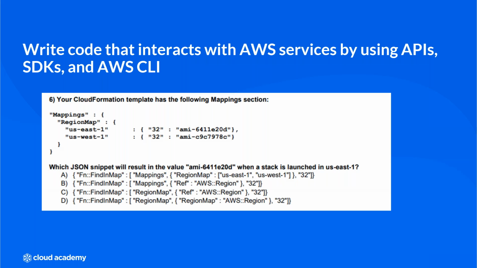So this is a question that deals with how well do you know CloudFormation? Do you know the intricacies of what is the format for resources and mappings and checking for a region map? Which one of these, if plugged in with this sort of JSON snippet, would give us the result of AMI 6411? Like, you just have to know this stuff.